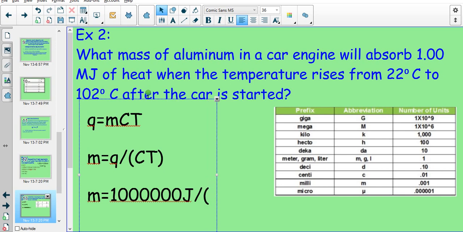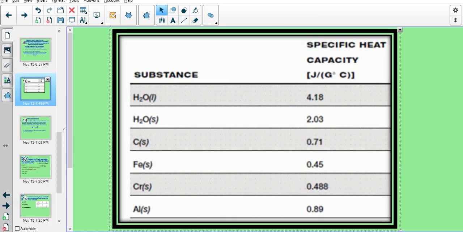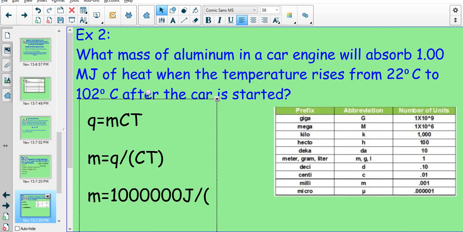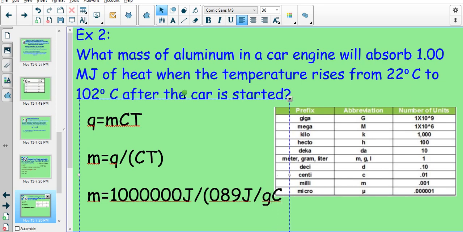Now in this case we're looking at aluminum. Aluminum is not 4.18, that's water. Go back to our chart and we see it's 0.89. Again, these are values you will not need to memorize, it will be given to you on a quiz, test, or exam. So aluminum is 0.89 joules per gram per degree Celsius. Let's write C times change in temperature.